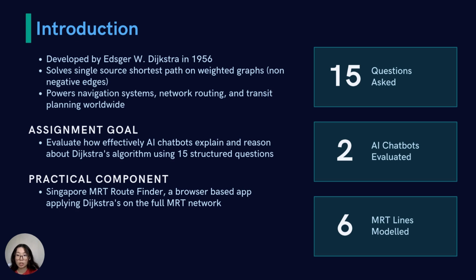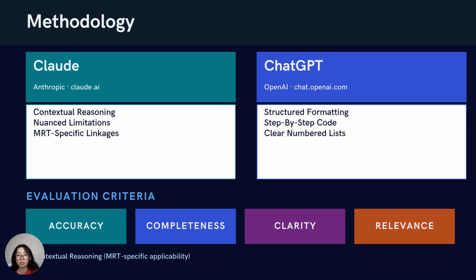For this assignment, our goal was to evaluate how effectively AI chatbots explain and reason about Dijkstra's. We posed 15 structured questions to the chatbots. As a practical component, we also built a Singapore MRT Route Finder, a browser-based app that applies Dijkstra's across all 6 MRT lines. For methodology, we used two chatbots, Claude by Anthropic and ChatGPT by OpenAI.